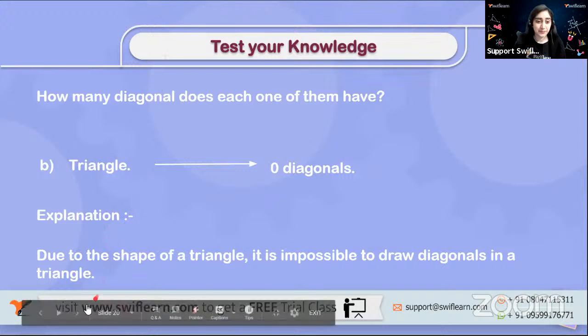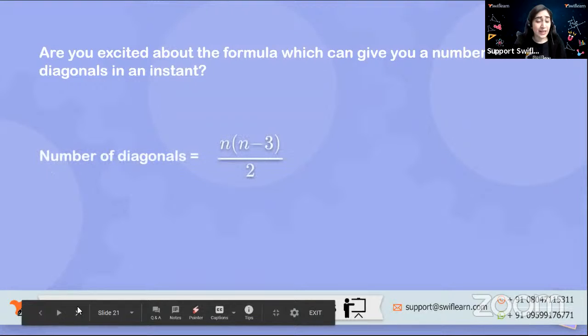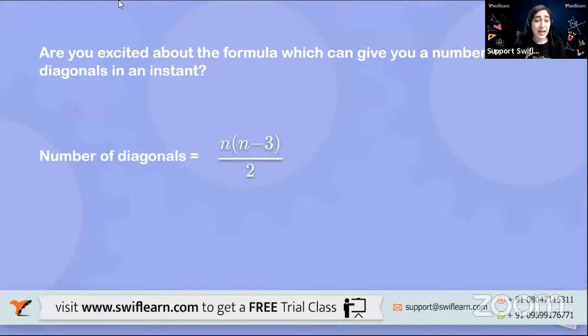Now I'll give you a formula for how we calculate the diagonals. It is a formula that tells us the number of diagonals in an instant. See, for that picture, we had to count the diagonals. Instead of counting, and if suppose I missed any one, that may be an error for me. So what have we done? We have derived a diagonal formula that says n(n minus 3) divided by 2, where n stands for the number of sides of the figure.